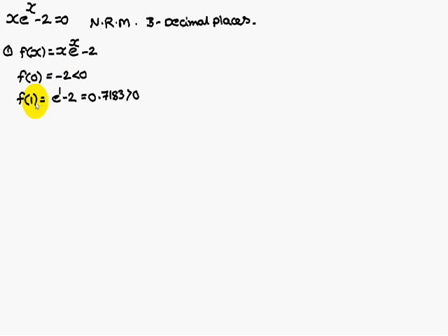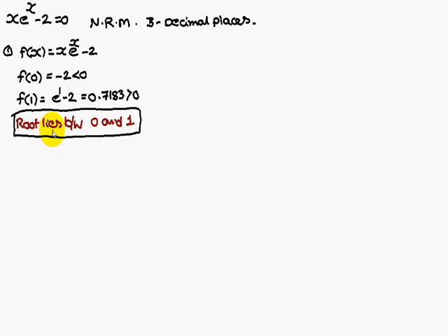Similarly, if you substitute in place of x1, you are going to get it as 0.7183, which is a positive value. Always the root lies between two consecutive opposite signs. Here f of 0 is a negative value, f of 1 is a positive value. Therefore, the root lies between 0 and 1.